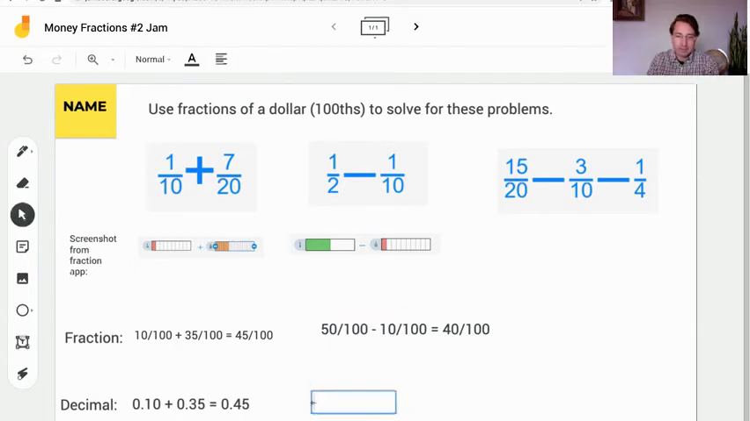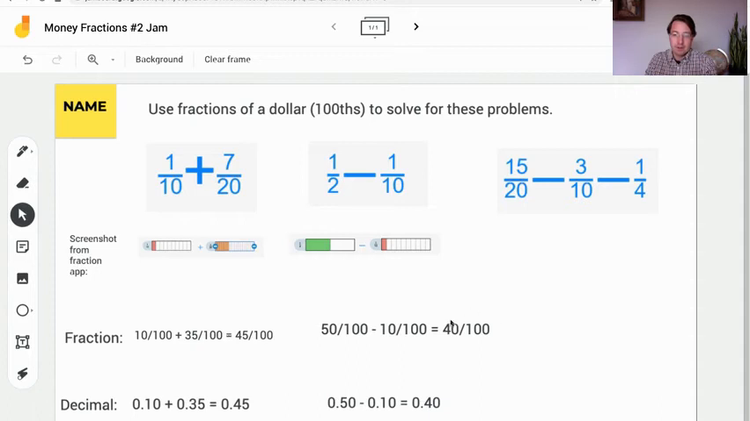And decimal, same idea here. So 50 hundredths minus 10 hundredths. I mean, honestly, you could actually also say 5/10 and 1/10 here, because 5/10 is like 5 dimes, right? 50 cents. So 50 hundredths minus 10 hundredths equals 40 hundredths.